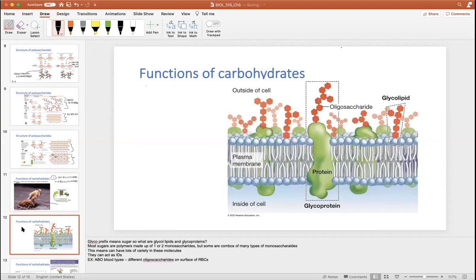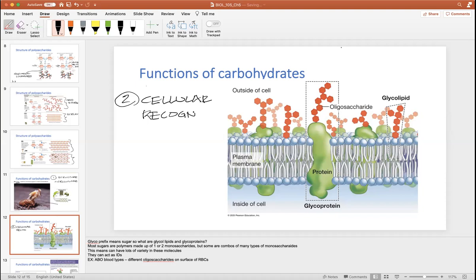Another really important function of carbohydrates is they can be used in cellular recognition.